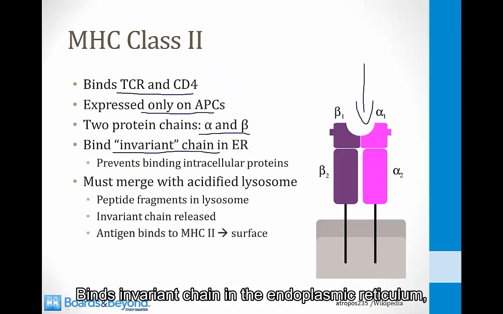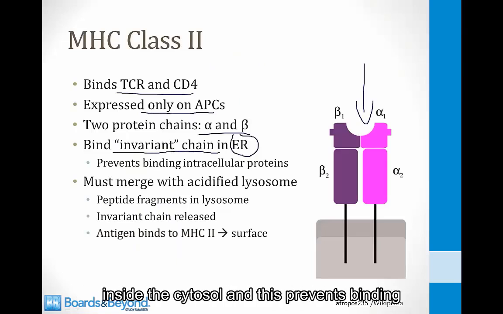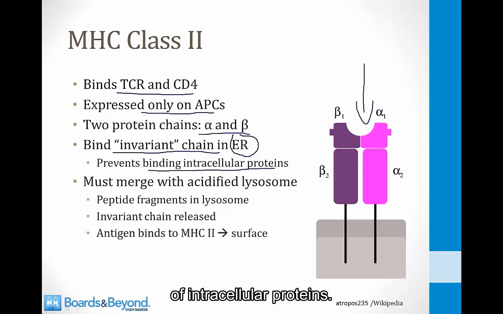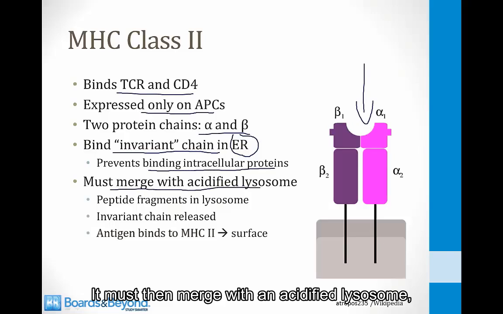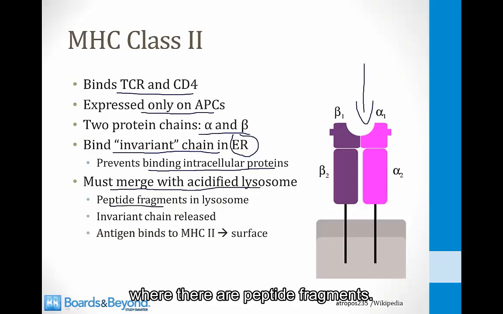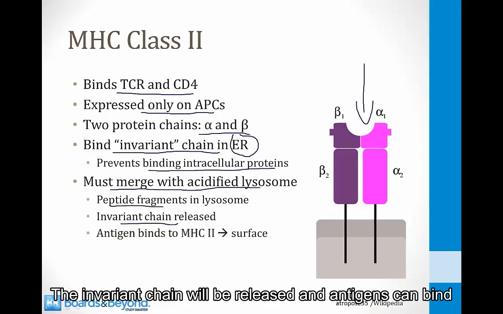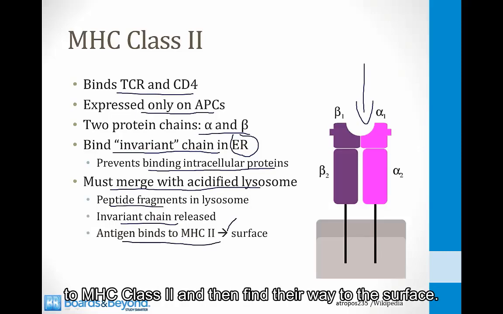It binds invariant chain in the endoplasmic reticulum inside the cytosol, and this prevents binding of intracellular proteins. It must then merge with an acidified lysosome where there are peptide fragments. The invariant chain will be released, and antigens can bind to MHC class II and then find their way to the surface.